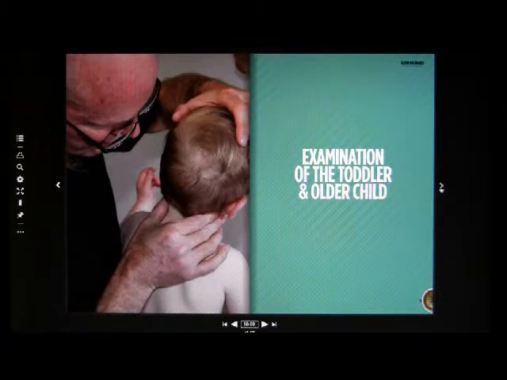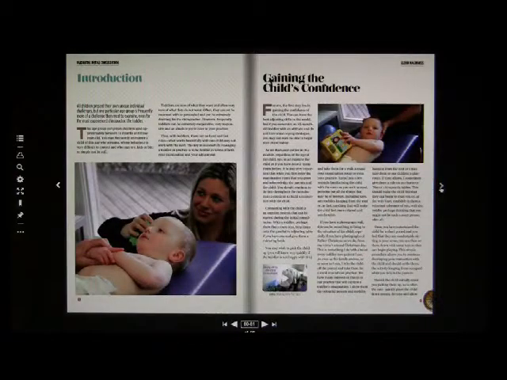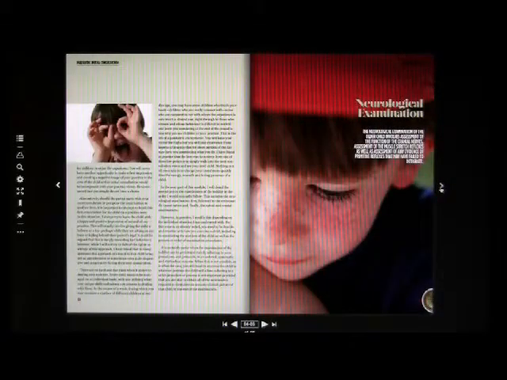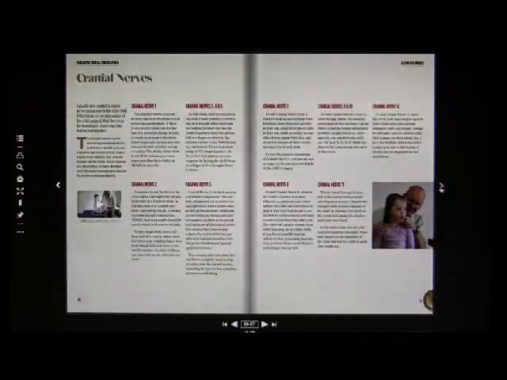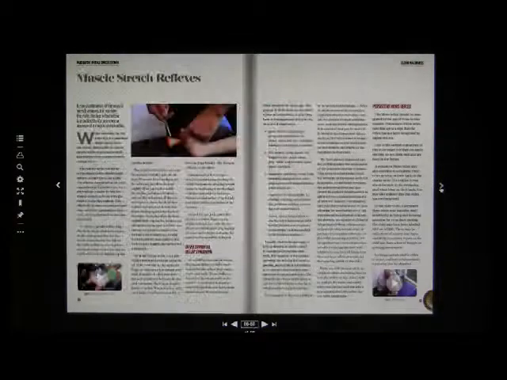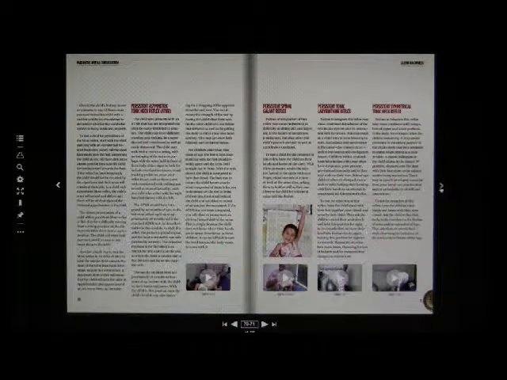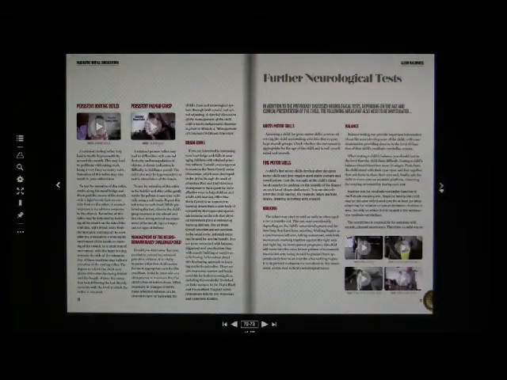This information is also covered in detail for the toddler and the older child, including the essential examination procedures during the first visit, again all supported by video, the spinal examination of the toddler and the older child, as well as the summary of the entire examination process in step-by-step format.